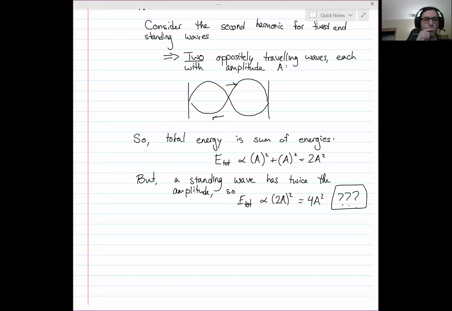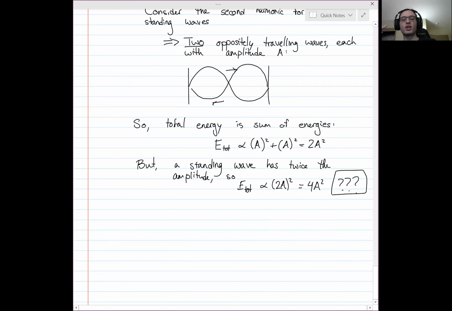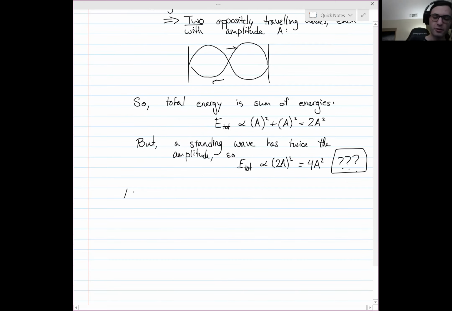And the failure here is that the fact that the total energy is proportional to the amplitude squared is true about single waves. But a standing wave is not a single wave. Right, we talked about this earlier. It is a combination of two waves traveling in opposite directions.